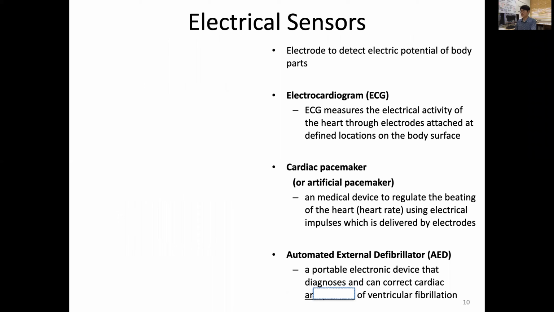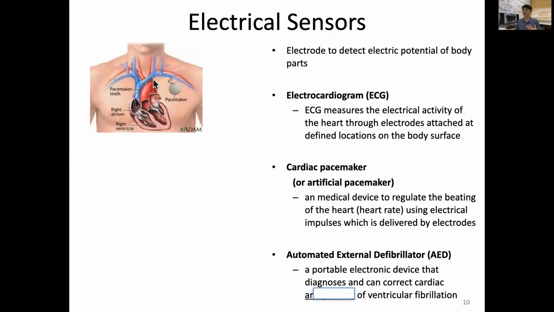So let's start with the electrical sensors. We can use electrodes to detect the electrical potential of our body parts, especially the heart, which we call the electrocardiogram, or ECG or EKG. That ECG measures the electrical activity of the heart through electrodes placed non-invasively on the surface of defined locations of our body. You've already seen this ECG.